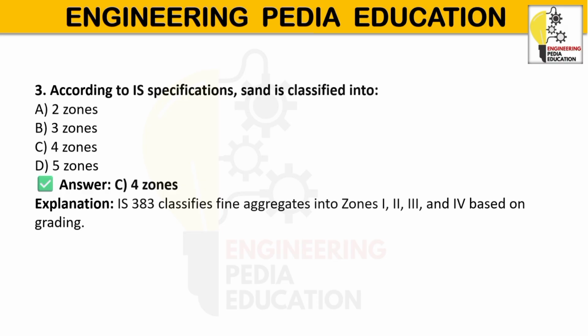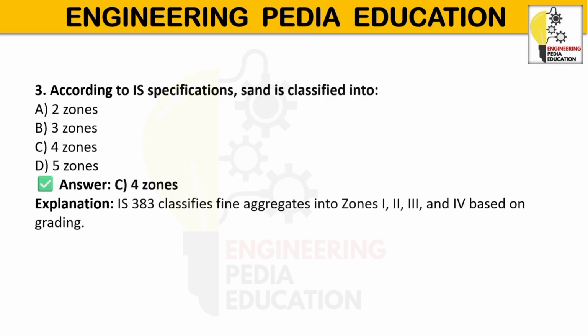Zone 1 is coarse sand. Zone 2 is medium sand, most commonly used for concrete. Zone 3 is fine sand. Zone 4 is very fine sand. So zone 1 and 2 are preferred for RCC and structural concrete. Zone 3 can be used for plastering and concrete work.